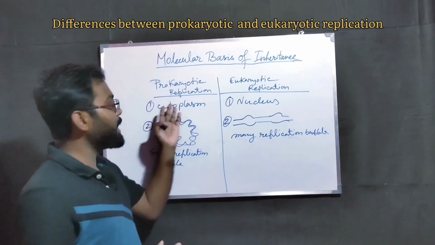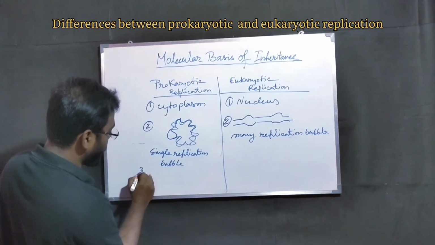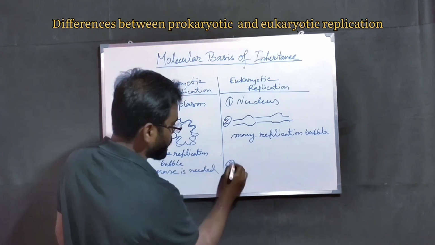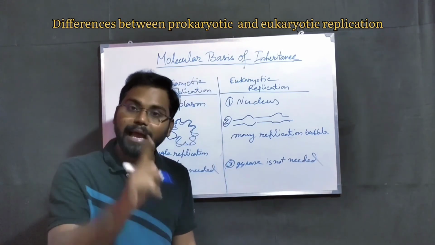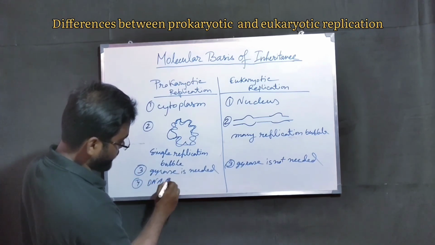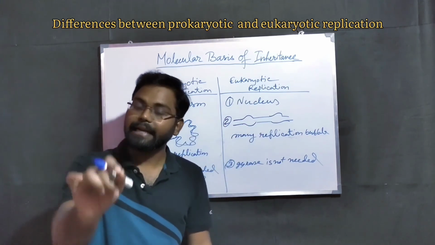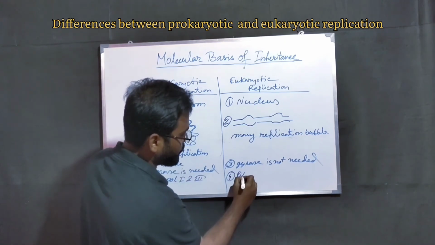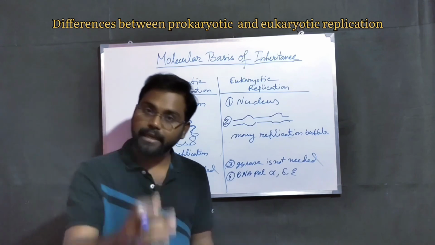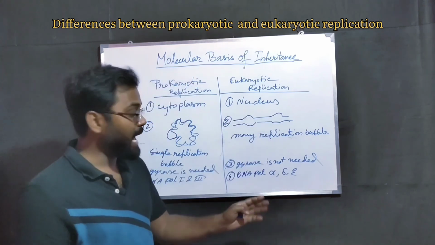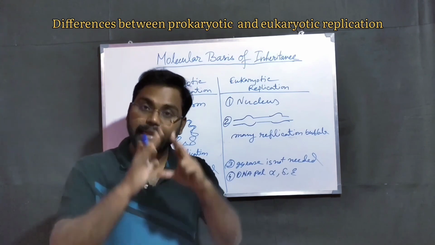Another important difference is that in prokaryotic replication, gyrase is needed, but in eukaryotic replication, gyrase is not needed. In prokaryotic replication, DNA polymerase 1 and 3 are involved. But for eukaryotic replication, DNA polymerase alpha, delta and epsilon are required. So what are their functions? DNA polymerase alpha will initiate the replication in eukaryotes, delta is involved in synthesizing the lagging strand and epsilon is involved in synthesizing the leading strand.